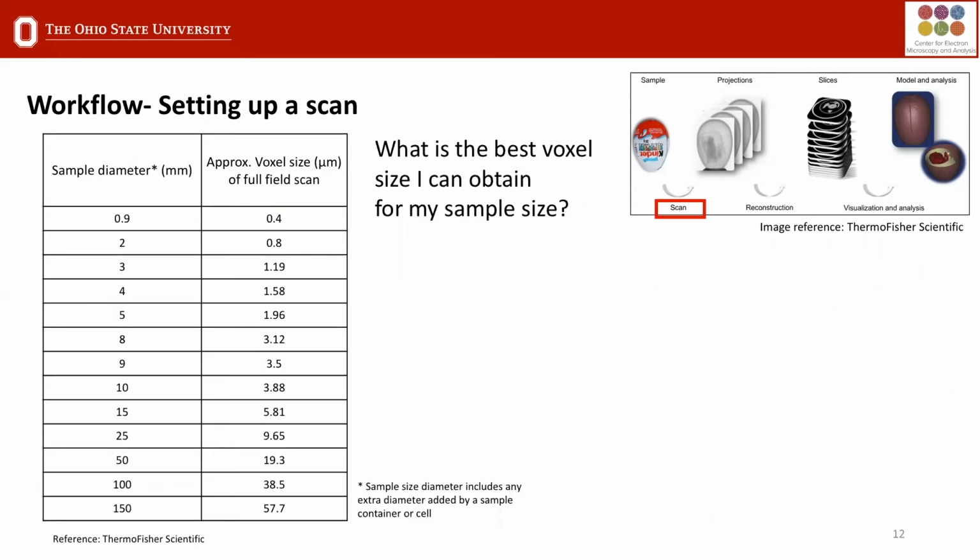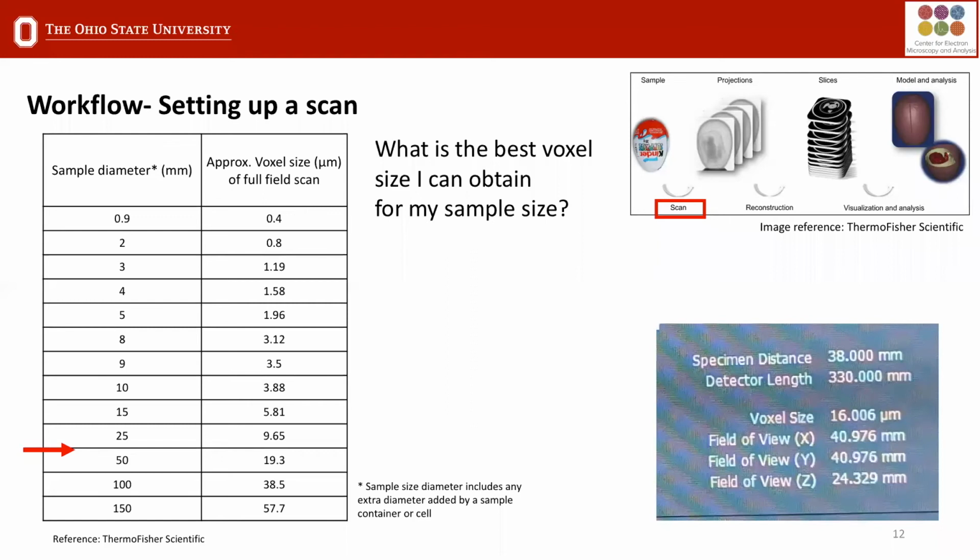When starting a full field scan on the HeliScan, the sample size will limit the smallest achievable voxel size possible. This table shows what the approximate voxel size attainable for different sample diameters are. For example, if you have a 5 millimeter diameter sample mounted on a post that is either 5 millimeters or smaller, so it doesn't add any extra diameter to your sample, you could get a voxel size of around 2 micron. However, if you have that 5 mil diameter sample, but it's in a tube with a wall thickness of 3 millimeters, the sample is effectively 8 millimeters in diameter, which limits the voxel size you can get. So in this case, you can get a voxel size of around 3.1 micron.